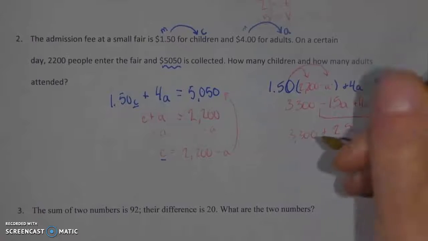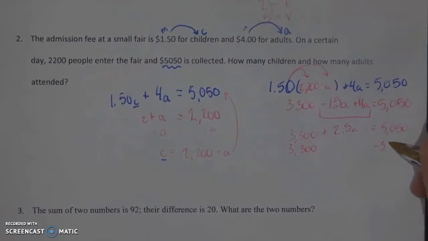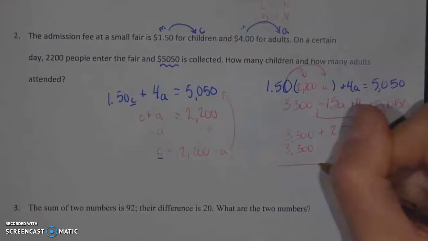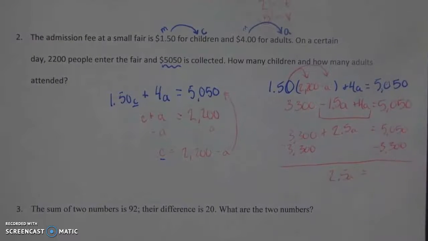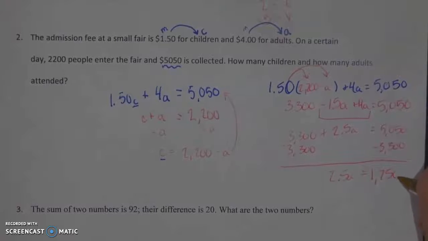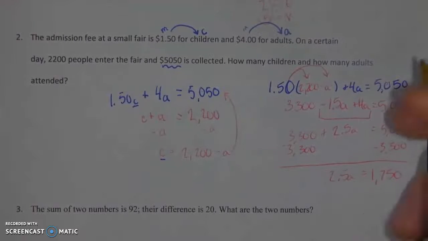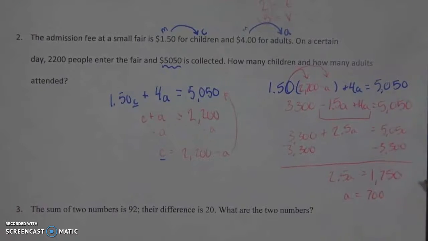Subtracting 3,300 from both sides will take us at least a step closer, and we end up with 2.5a is equal to, let's see, 1,750. Dividing both sides by 2.5 is going to give us a final answer of a is equal to 700.